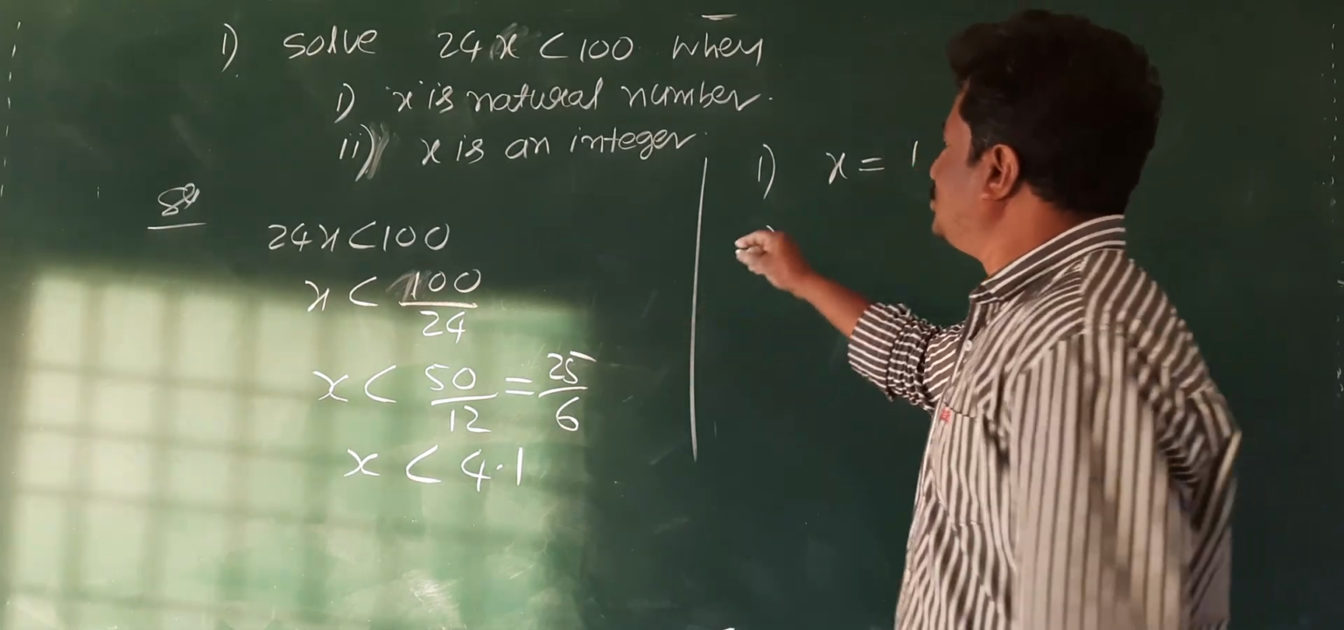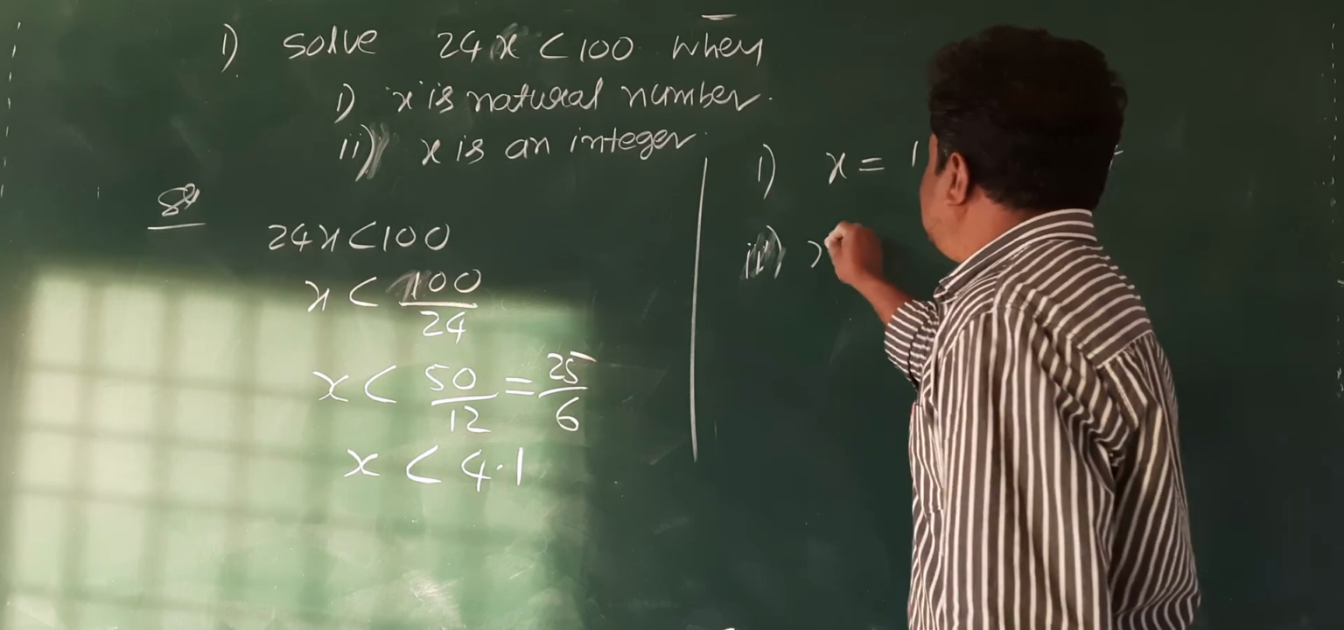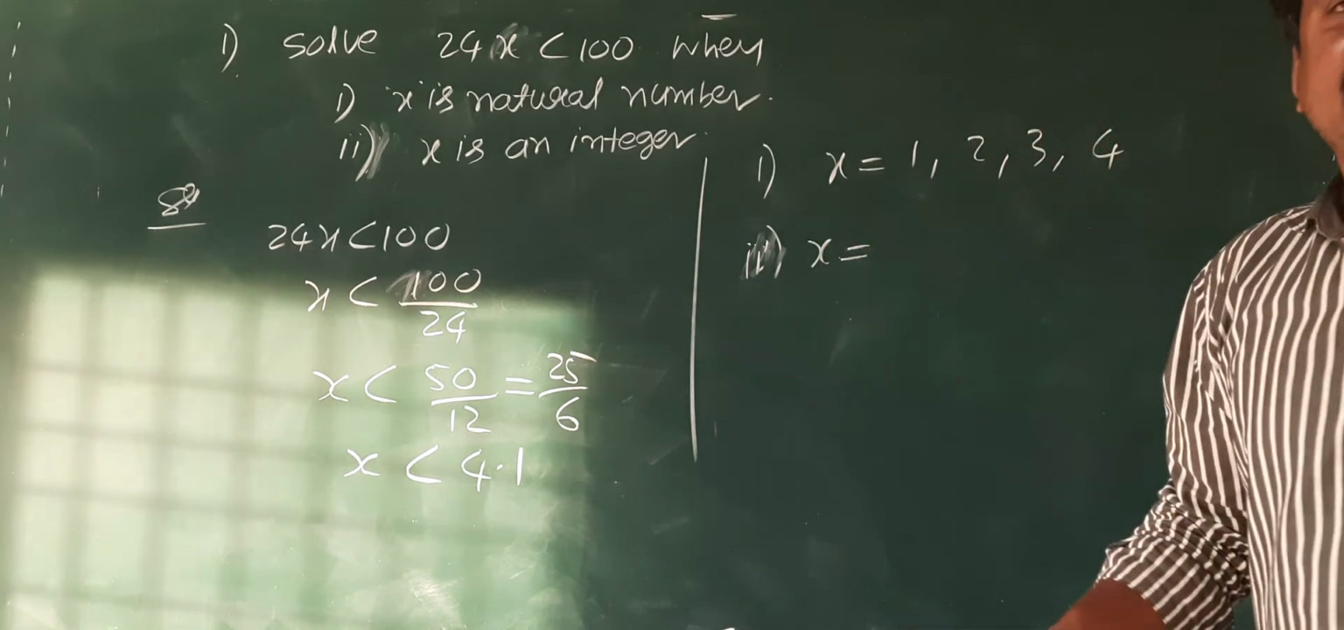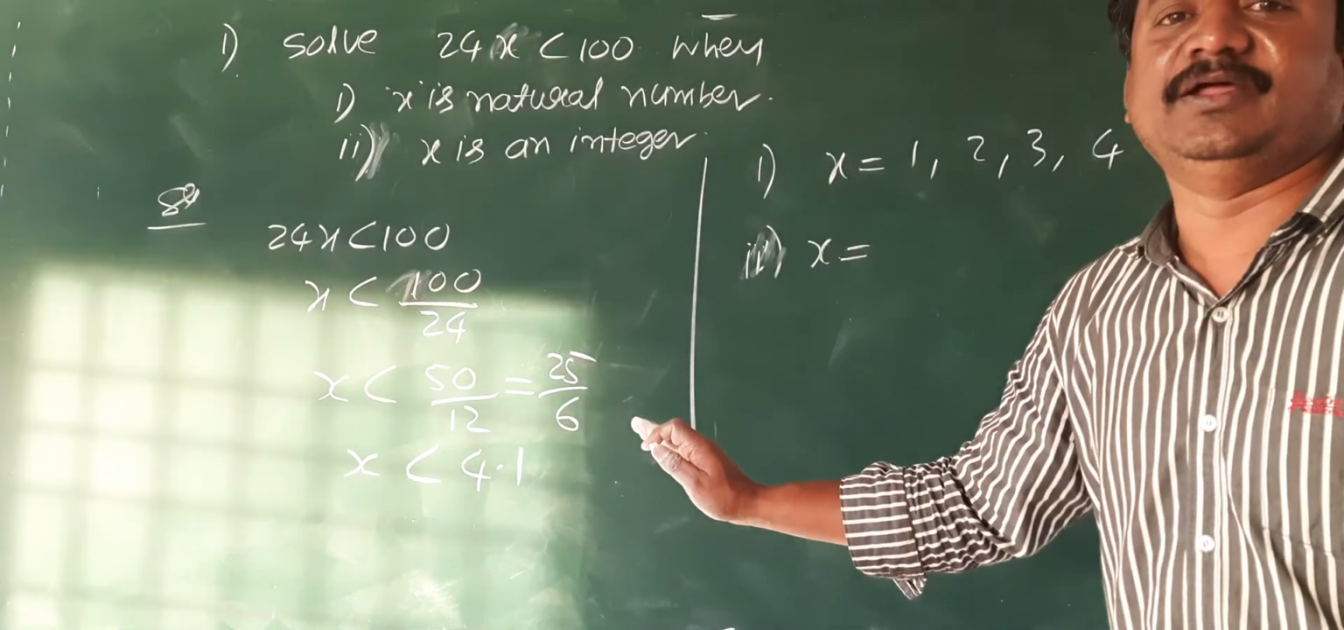Answer for the second question. So write x is an integer. Tell me the integers which are less than 4.1.